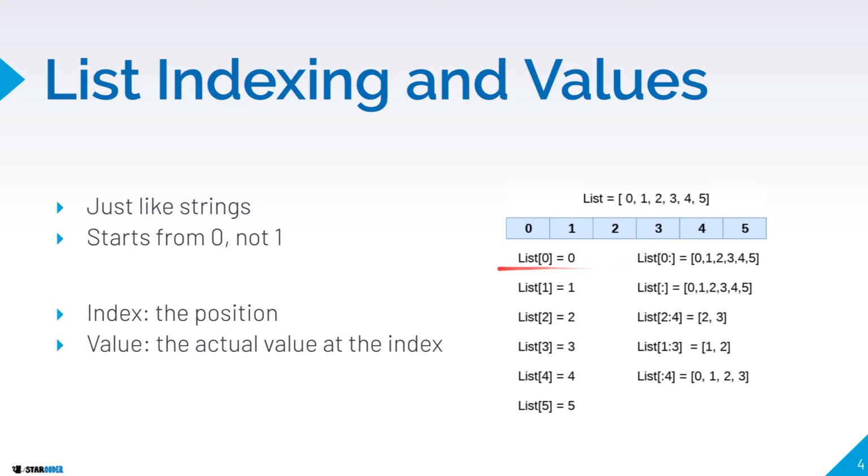To find an index, we can simply put the list name, a bracket, the index that we want, and then an ending bracket. In this case, the value at index 0 is 0. Another example is that the value at index 3 is equal to 3. We should remember that the index is the position that it is at, and it always starts from 0. The value is the actual value at the index.